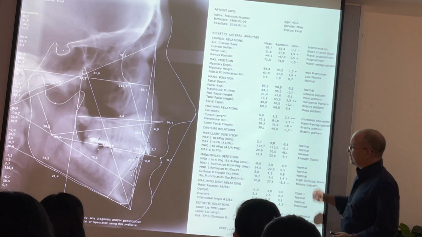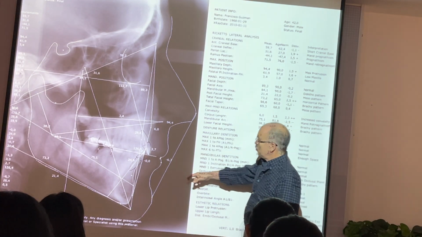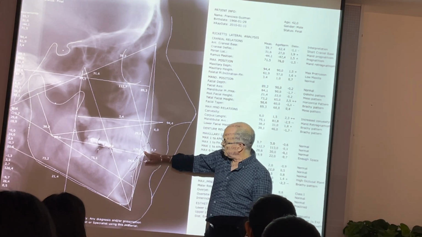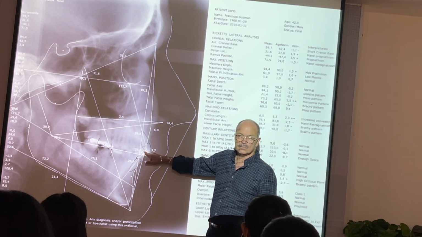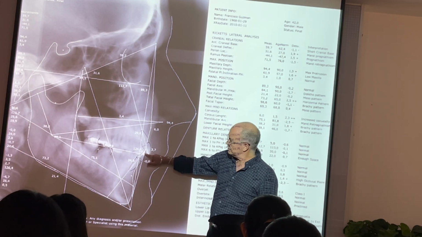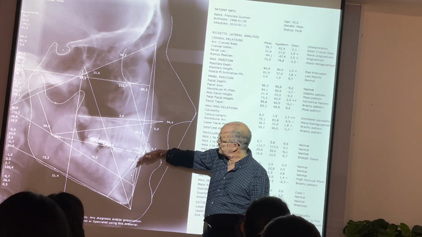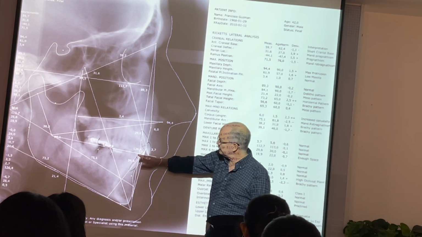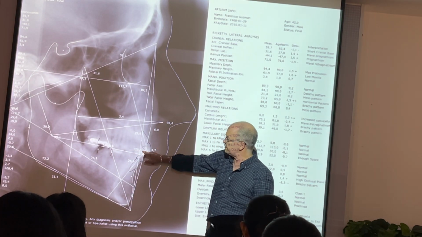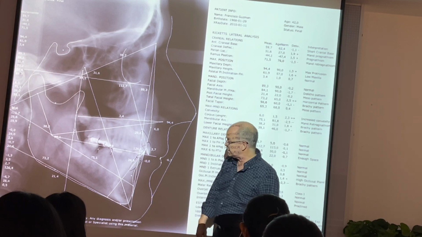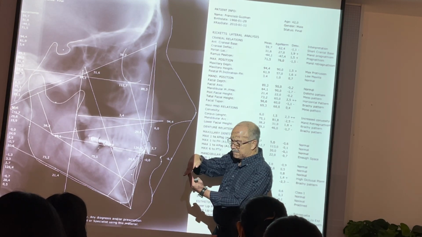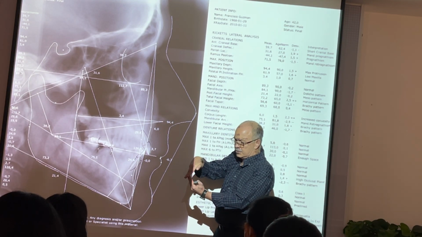So this is the final cephalometrics. All this material is new. This is composite. And you see the interincisal angle, 126, it was 150. So now we have vertical support of the incisors.